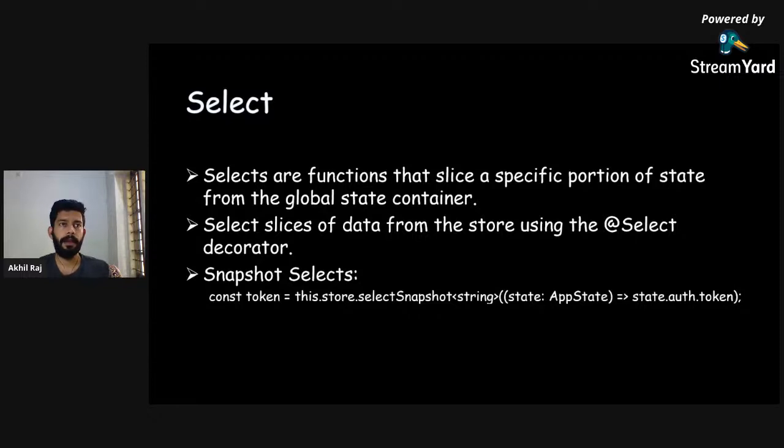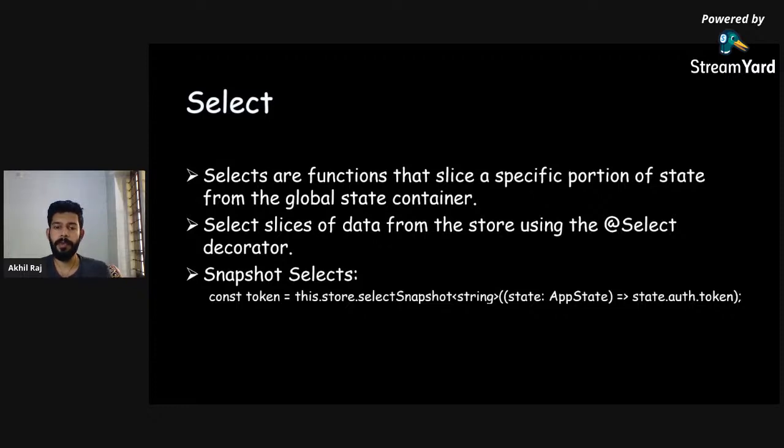And another thing is, select slices of data from the store using the @Select decorator. Using the @Select decorator, that actually returns some data from the store. And the snapshot selector is very helpful for our development.